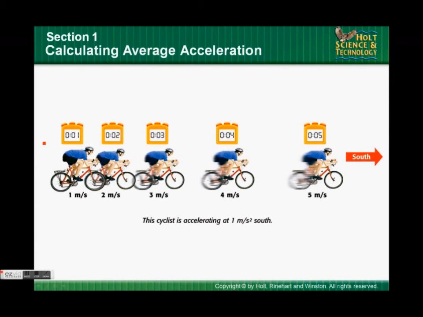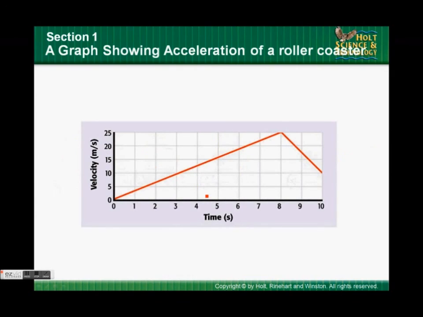This picture again shows that idea that I keep stressing, what a meter per second squared means. This bike is accelerating at 1 meter per second squared. Every second it's getting 1 meter per second faster. So in 2 seconds it's going 2 meters per second, in 3 it's going 3, in 4 it's going 4, and 5 it's going 5. Every second the biker is getting 1 meter per second faster going south.